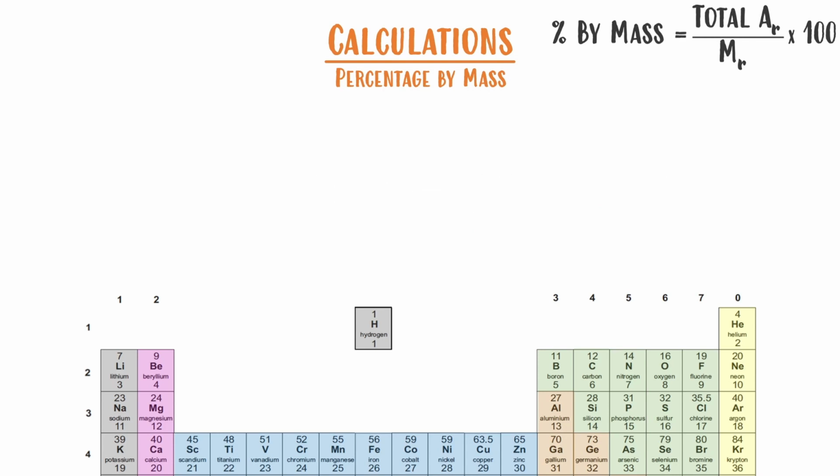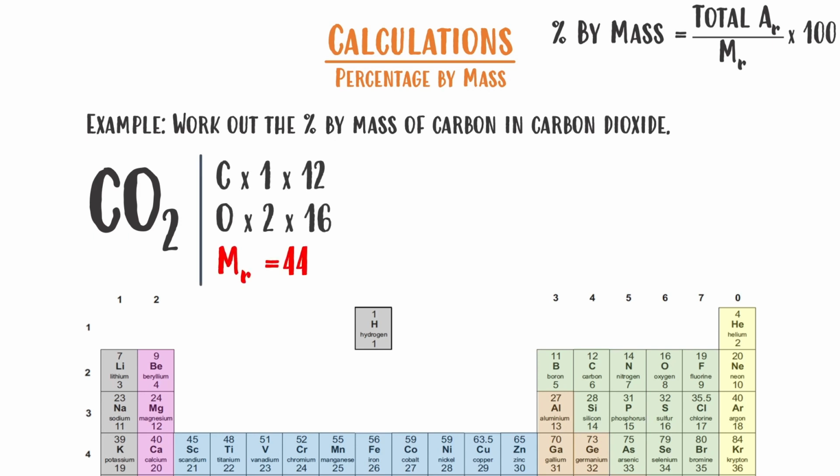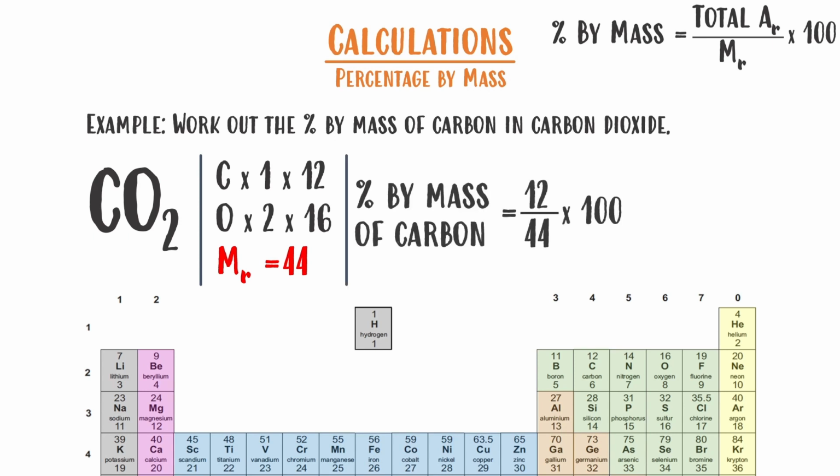So here's the first example. Work out the percentage by mass of carbon in carbon dioxide. Well, carbon dioxide is CO2. And the first thing we need to do is work out the MR. And we've had a practice on this previously. So the MR of CO2 is 44. Now the next step is just to input our numbers into that formula. So the percentage by mass of carbon equals 12, which is the total mass of all carbons in CO2, divided by the MR, 44, times 100. So in this case, we have 27%.